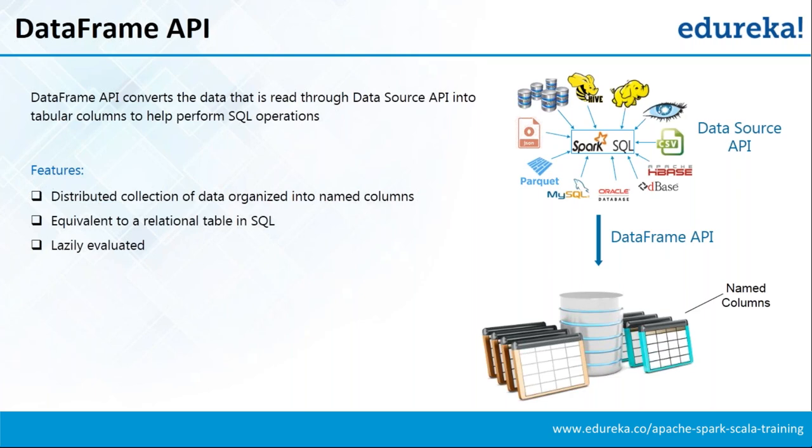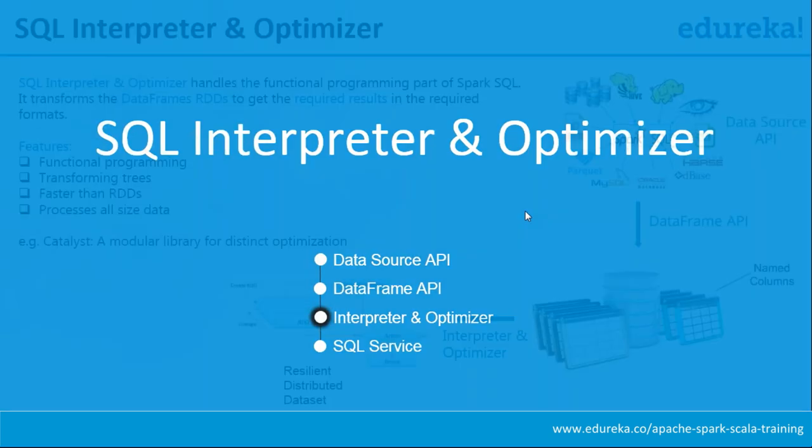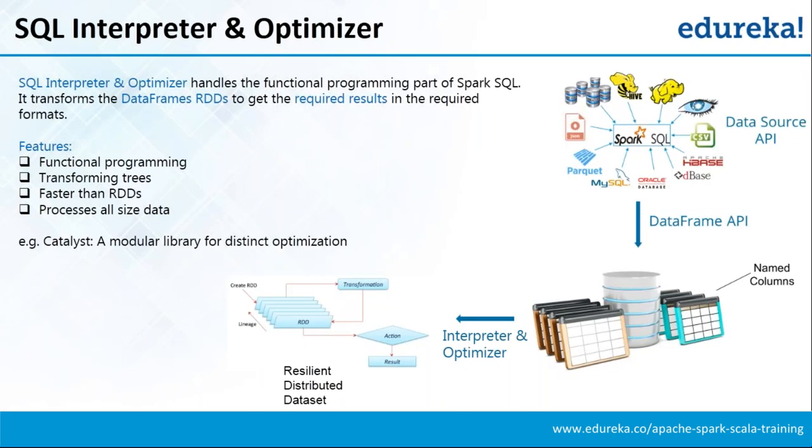Like your RDDs were lazily evaluated, the same properties will also follow here. Now, the interpreter and optimizer. In the interpreter and optimizer step, let's say we have this data frame API. We first create this named column. After that, we create an RDD, apply our transformation step, and do our action step to output the value. All those things are happening in the interpreter and optimizer step. So this is all the features you have.